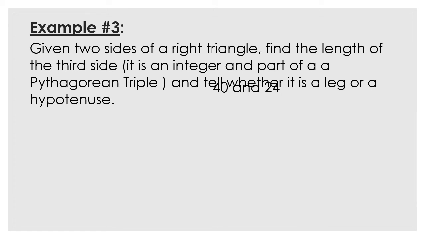All right, so let's use the old Pythagorean triples to solve a problem. If we are given two sides of a right triangle and we're supposed to find the length of the third side, and we know that it's an integer and it's part of a Pythagorean triple, then tell whether that part is a leg or a hypotenuse.